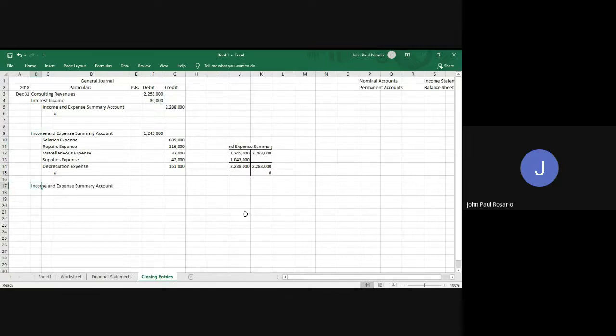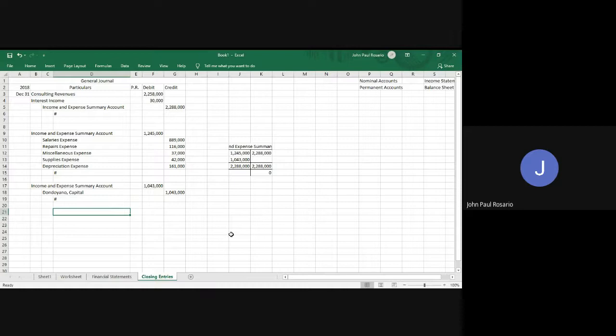The corresponding credit, guys, is Don Doyano Capital. Okay, Don Doyano Capital. And then, again, 1,043,000. So you debit income and expense summary account and then you credit Don Doyano Capital. So this closes your profit into your capital.